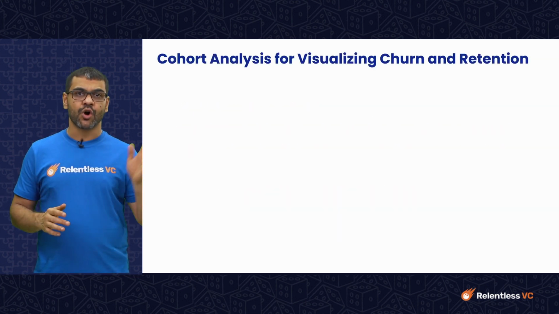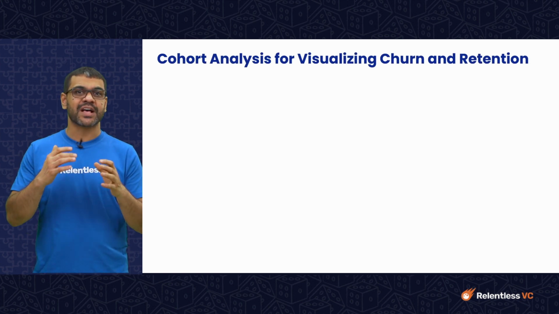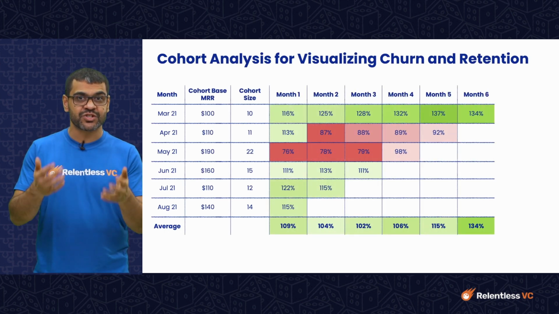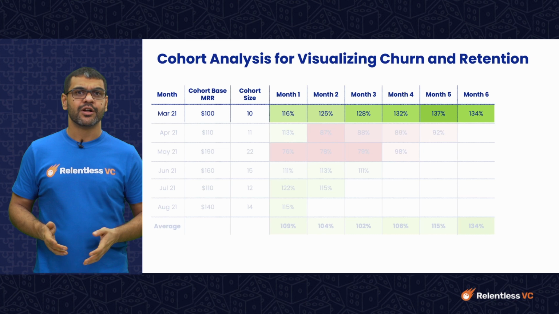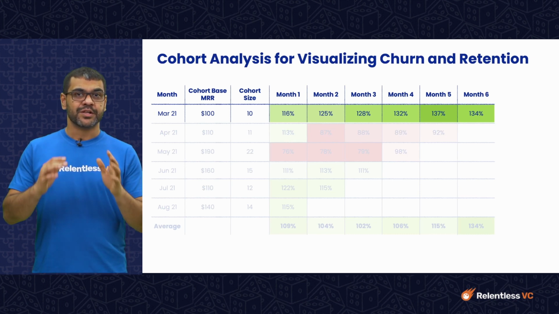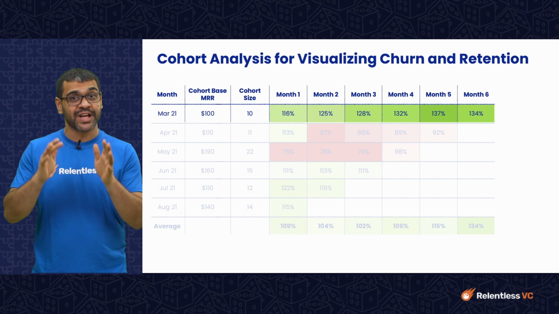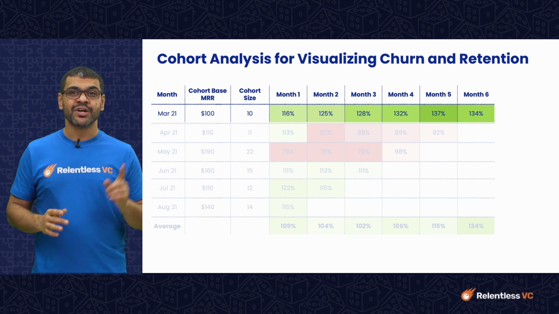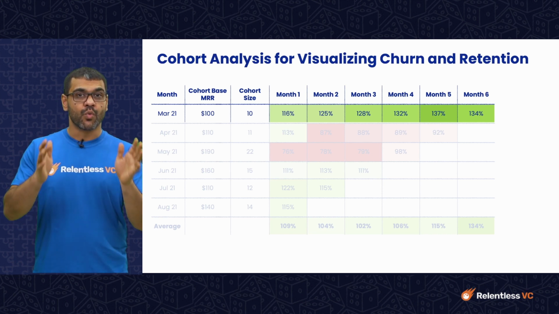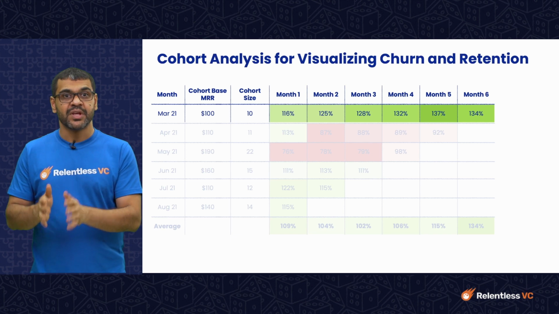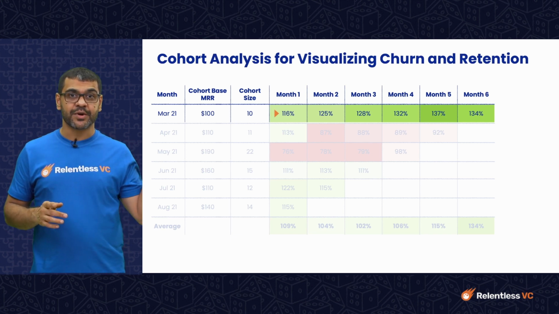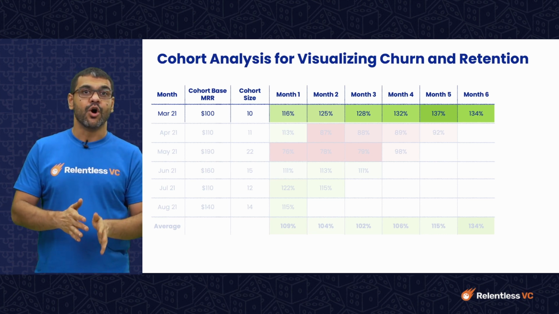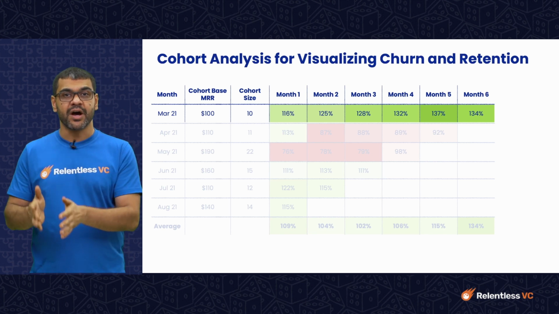Finally, let's discuss cohort analysis. This is a common way for SaaS startups to visualize churn and retention. You will encounter this in the SaaS pitch decks that we will discuss next. Look at the first row of this table. This row shows the journey of the cohort of 10 customers who started their subscription in March 21. In March, these 10 customers contributed $100 to the startup's MRR. Then, in the next month, April 21, these same customers contributed 116% or $116 to the MRR.